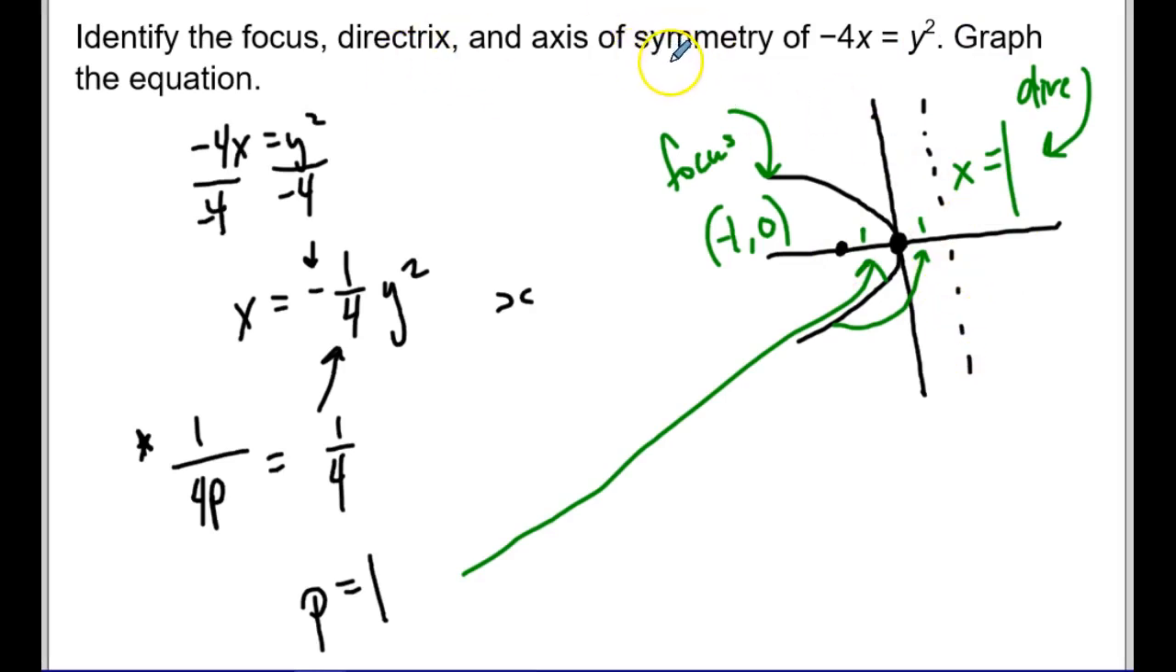So now the axis of symmetry. And remember, the axis of symmetry is where I can fold my graph and it looks exactly the same. So I see my axis of symmetry here would be the x-axis, because if I fold along my x-axis, my graph is exactly the same.